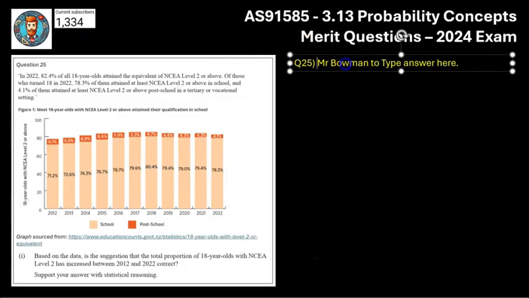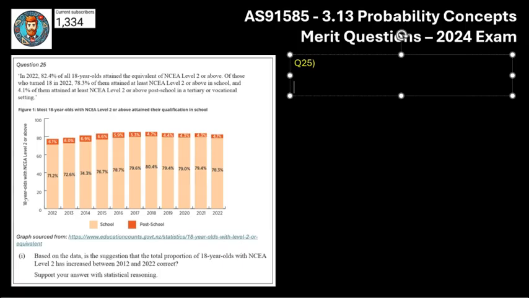Okay, we're now on to question number 25, and this one is a bit of a wordy one, so I'm just going to type up my response instead of the usual computer pen. In this question we've got a whole bunch of information. In 2022, 82.4% of Year 13s attained NCEA Level 2 or higher, so that's a great percentage. Of these, 78.3% achieved that in school and 4.1% achieved that in tertiary or vocational settings. That's what this graph means. The beige colour is all the people who achieved it in school, and the orange is when they achieved the NCEA qualifications through another institution.